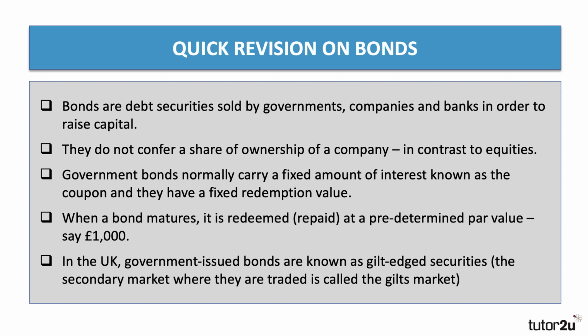Now in the UK, government issued bonds, issued to help finance a fiscal deficit, are known as gilt-edged securities, and the secondary market where you can buy and sell bonds once they've been issued is called the gilts market.